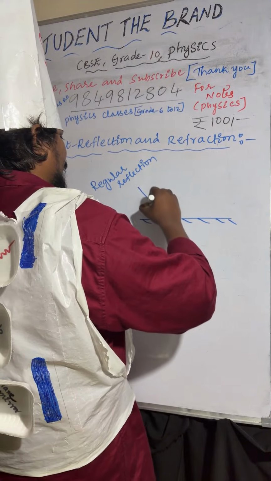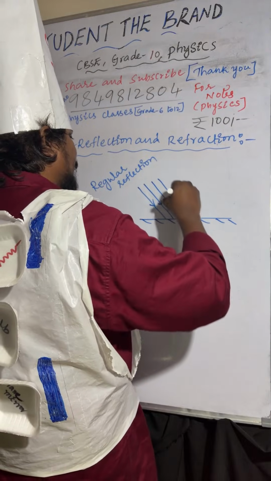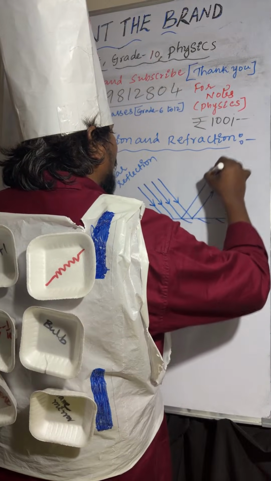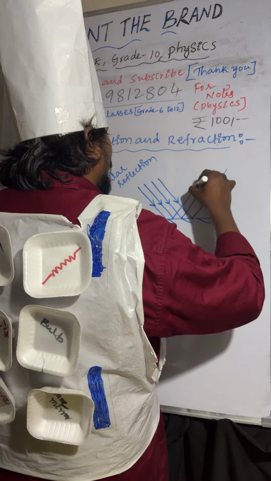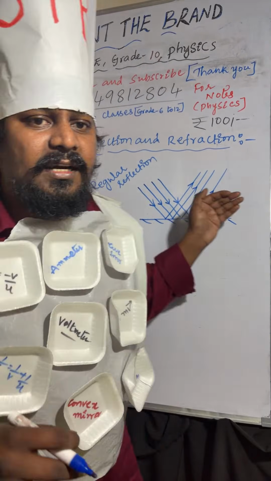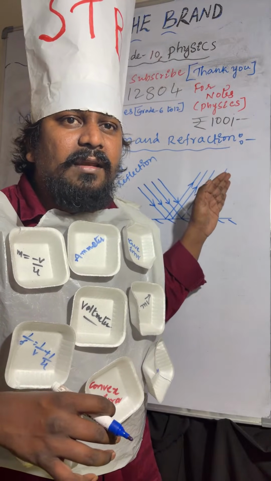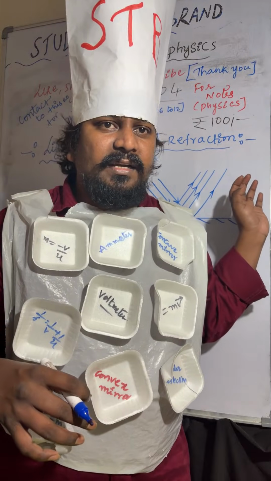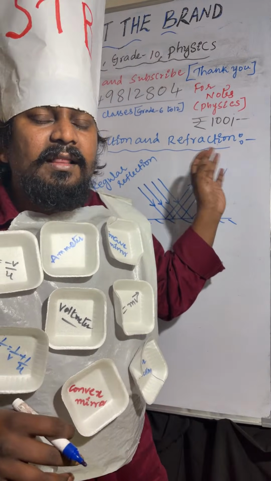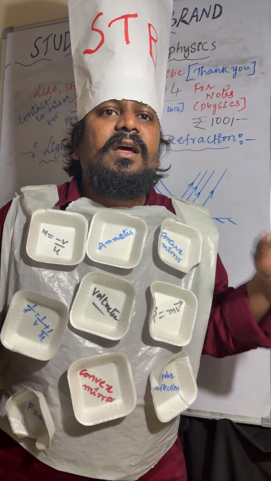So I am taking this as the incident parallel beam, incident light rays. After that, these light rays are reflected back. I hope it is very clear. Incident parallel beam, reflected parallel beam. The incident beam is parallel, and the reflected beam is also parallel. This type of reflection is called regular reflection.